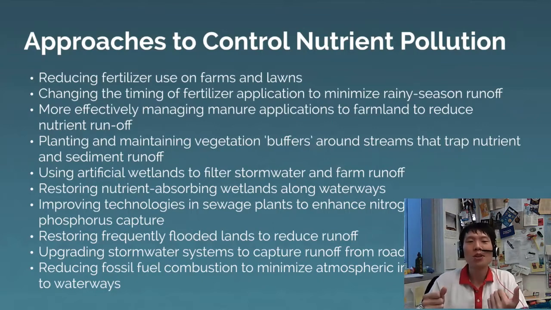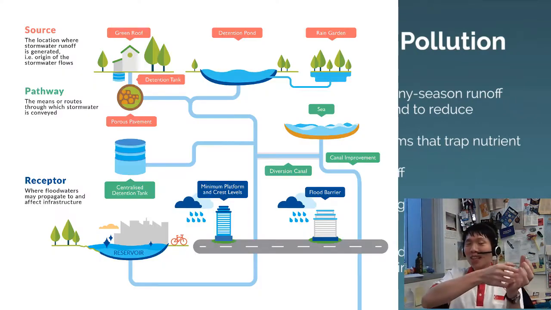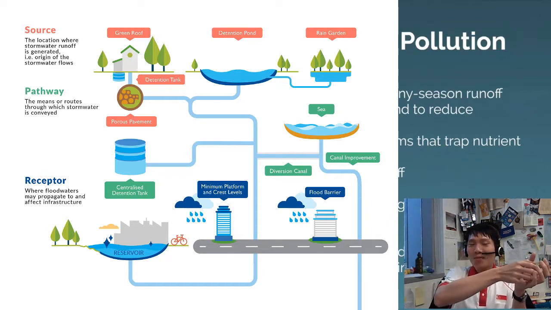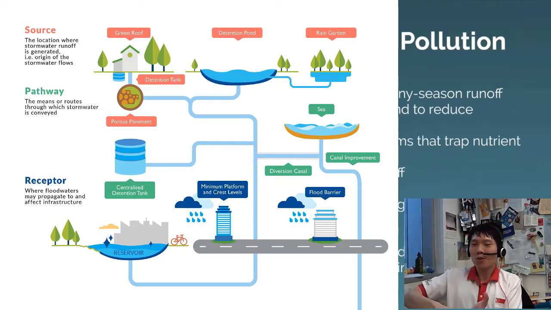Another method is to restore the nutrient-absorbing wetland along the waterway. So how to restore it? You might have a wetland that is going to be drained out along this waterway. But you can build a conduit to make the water go back to its original wetland, so that it circulates and is not just wasted to the ocean.